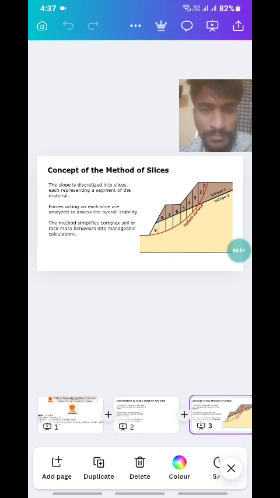Next, concept of the method of slices. The slope is divided into slices, each representing a segment of the material. Forces acting on each slice are analyzed to assess the overall stability. The method simplifies complex soil or rock mass behavior into manageable calculations.